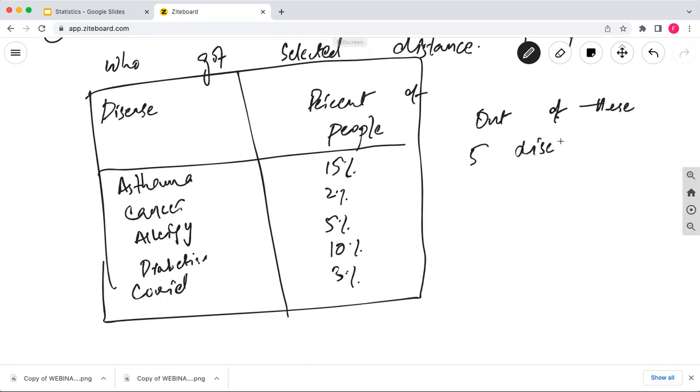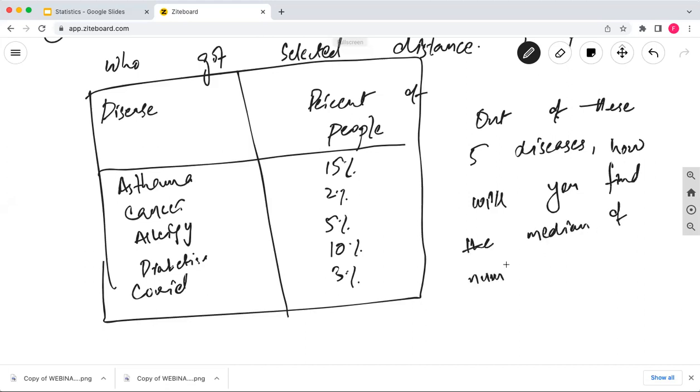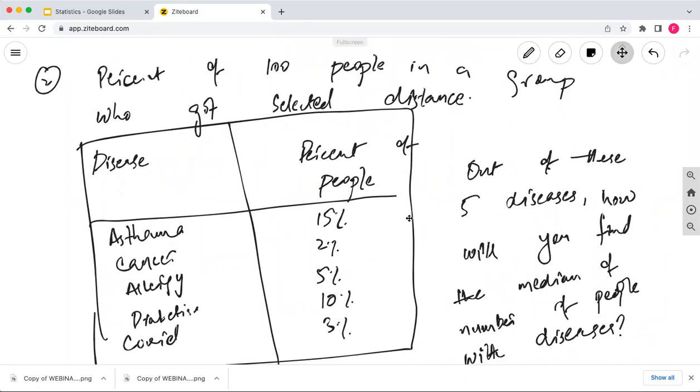Now, if I ask you how you will find the median of the number of people with diseases out of these 5 diseases. Repeat the question: out of 100 people, the percentage of people who got the selected disease is given, for these 5 diseases. The first disease is 15%, the second is 2%, then 5%, 10%, and 3%. The question is how you will find the median of the number of people with diseases. So how can you solve this question?